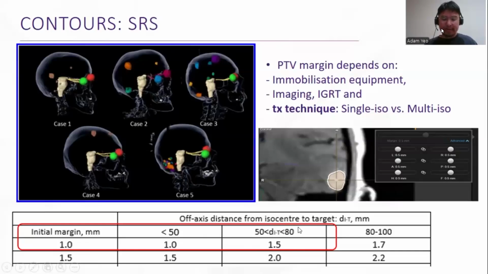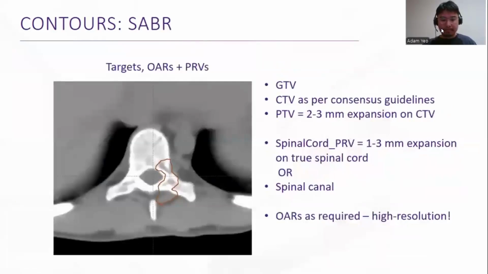Now the skull is 15 centimeters or so, so it's a two-zone approach. If you divide it for the simpler example, in the outer zone we require an additional 0.5 millimeter margin if the lesion is located further away from the isocenter.